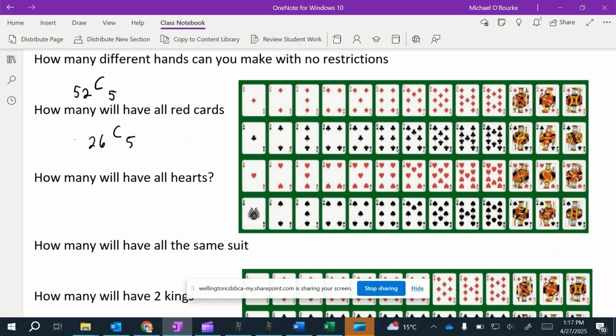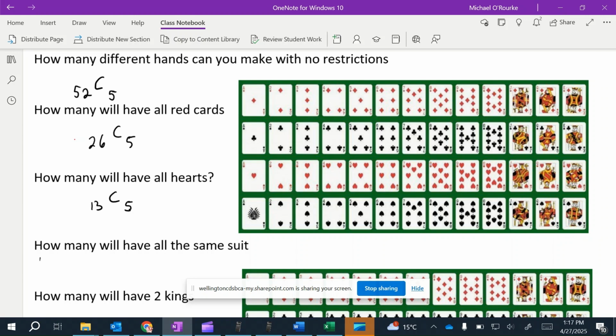Okay, then how many will be all hearts? How many different ways could I make an all hearts hand? Okay, all hearts, I have 13 hearts, and I need 5 of them. Right.